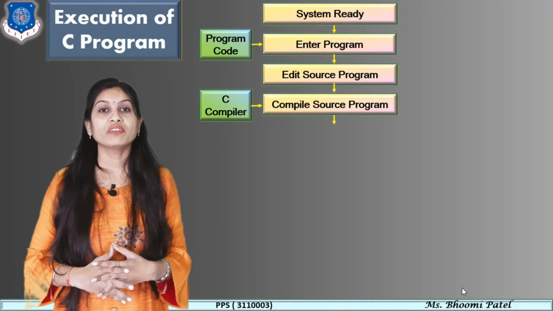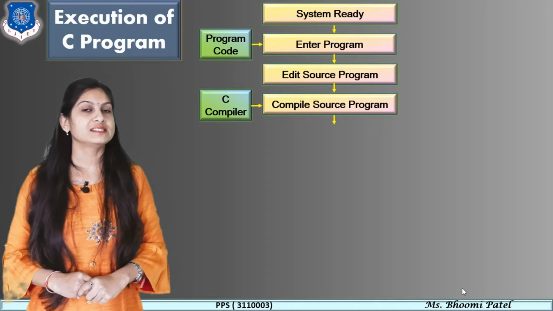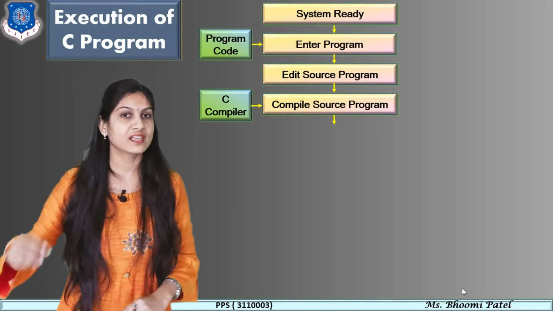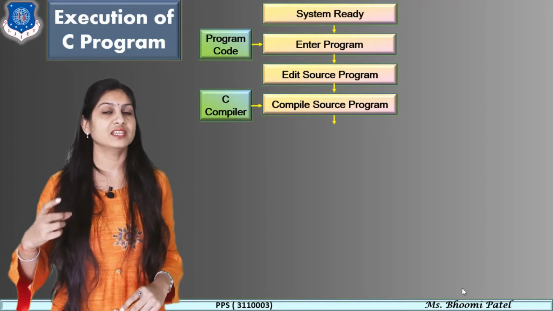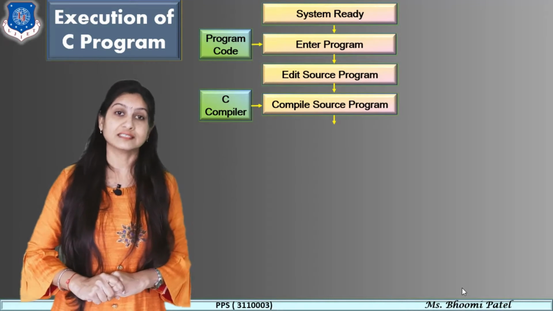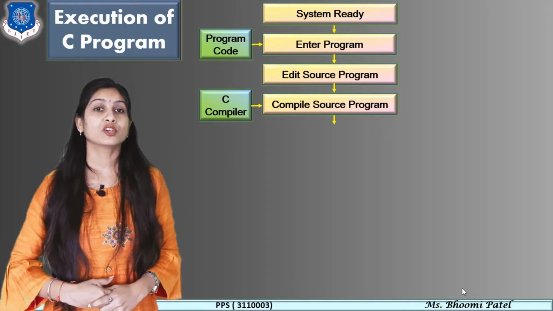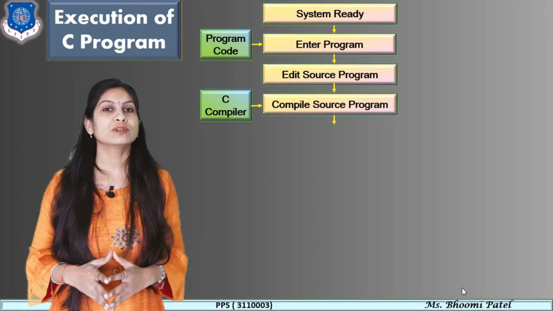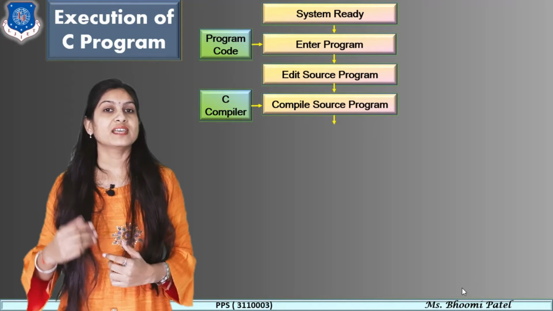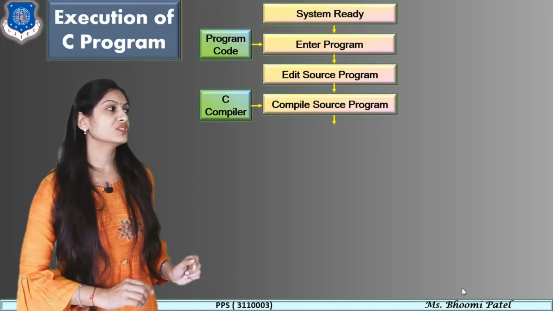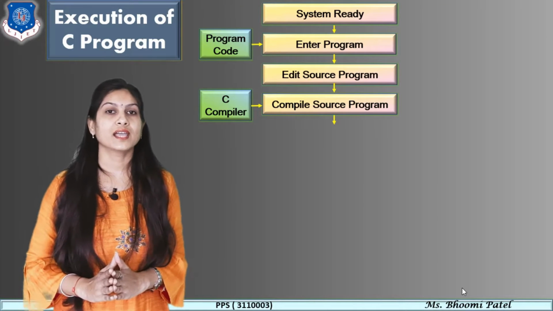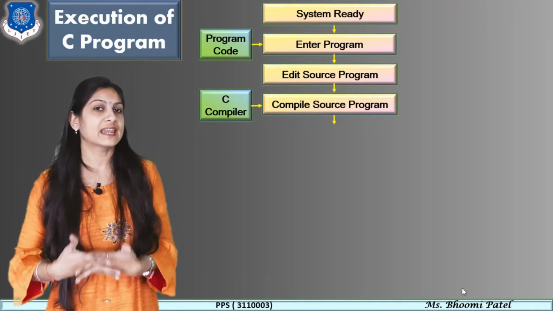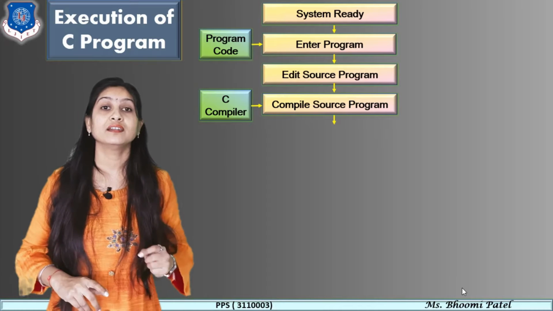So what is the meaning of each? First, the syntax error. Suppose you are missing the semicolon at the end of each statement in void main, then it is known as a syntax error. Suppose you write the wrong spelling for printf or scanf, that is also a syntax error. Now, data error means suppose in your program you declare the data type integer, and at run time you enter a float value or a character value, then it is considered a data error.